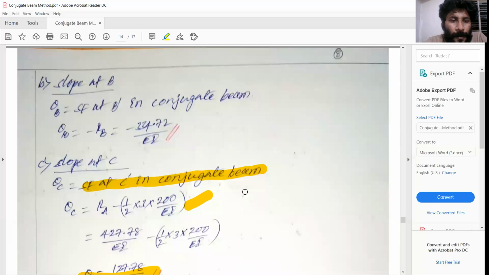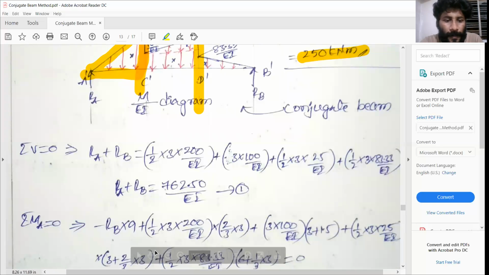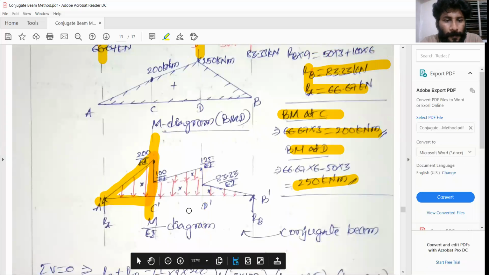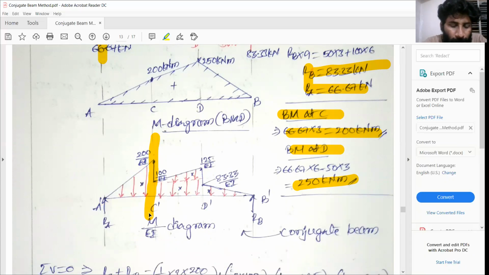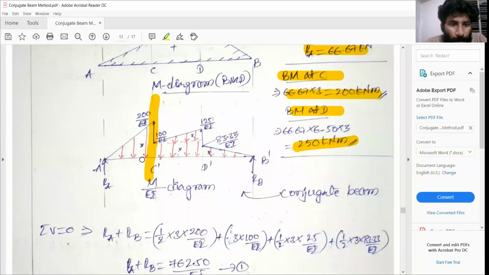So again, we go to the same M by EI diagram. So you can see that. Now we have to find the deflection at C. When we want to find the deflection at C, we have to take the moments of forces which are acting left of the section about that C. So now RA into 3 meter, then again whatever load is acting here, 1 by 2 into 3 into 200 divided by EI. So there is a distance between the centroid of the triangle and the section C.